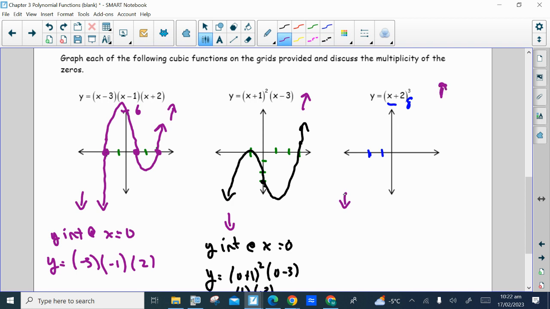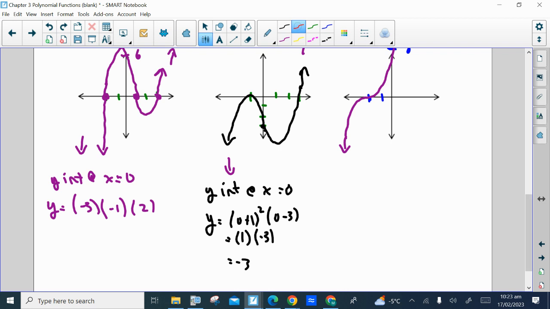And again, at positive 2, we have what's known as a point of inflection. It's where the concavity changes. And that's what the graph looks like. So this is what happens when a factor is cubed. In this case here, we have a 0, a root, an x-intercept, a positive 2, and that has a multiplicity of 3 because there are 3 factors of x minus 2 here. And when you have a multiplicity of 3, you get a point of inflection there.